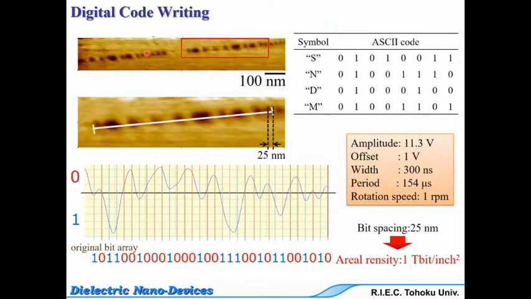And moreover, using the HDD ferroelectric data storage system, we stored actual real information using the ASCII code and obtained this result. This is an SNDM image of the actually stored information, and this is the reproduced signal. So we have succeeded in reproducing the actual information by using the hard disk drive type SNDM probe memory.